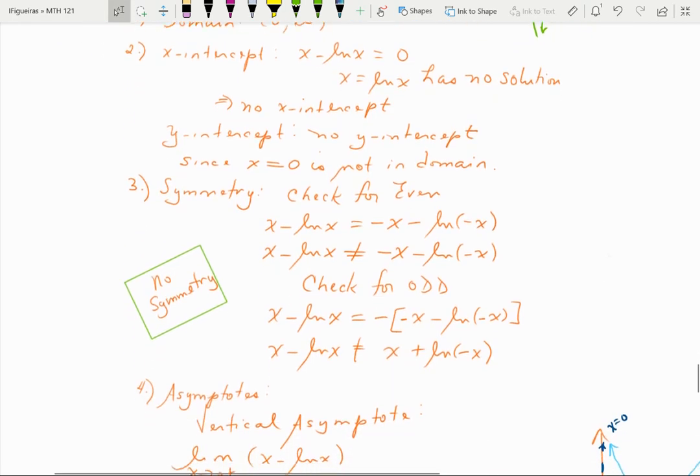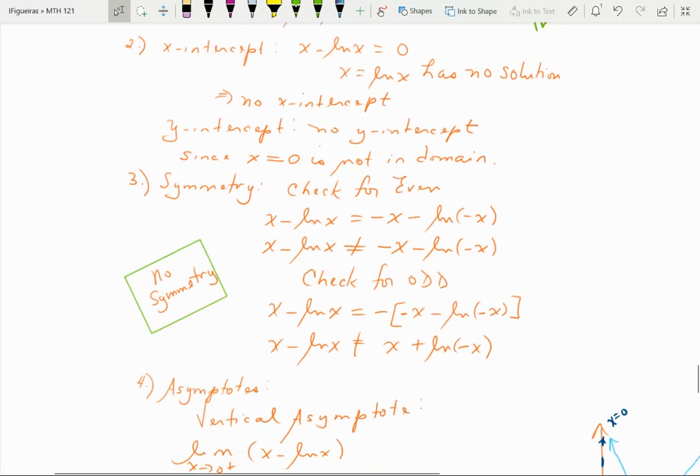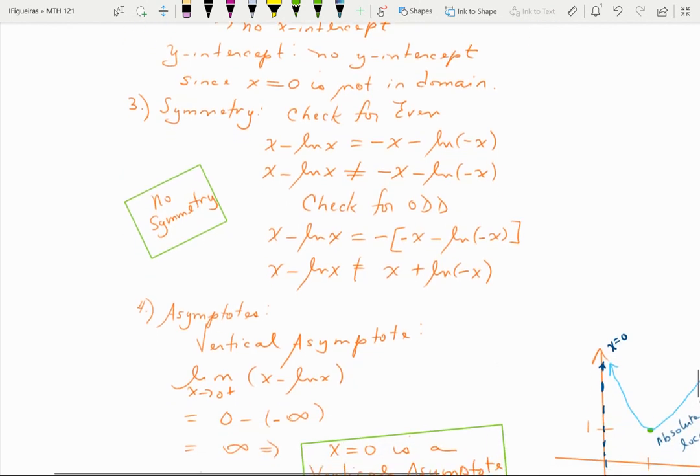Now we're going to check for symmetry. Again, because of this domain restriction, this is not going to be symmetric, but we'll show the work here. We check for even, left side does not equal the right side, so it's not even. Check for odd, left side does not equal the right side, definitely no symmetry here. Asymptotes. So let's check for vertical asymptotes. The only possible place where there could be a vertical asymptote is at 0, because remember, it's only defined from 0 to infinity, but not including 0.